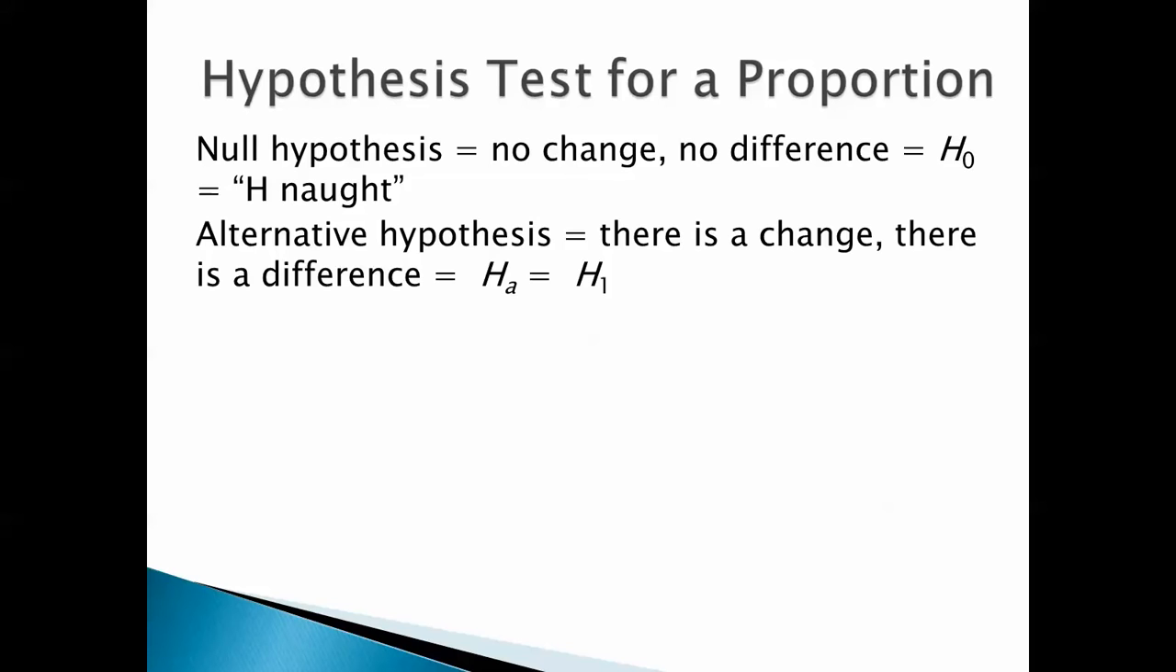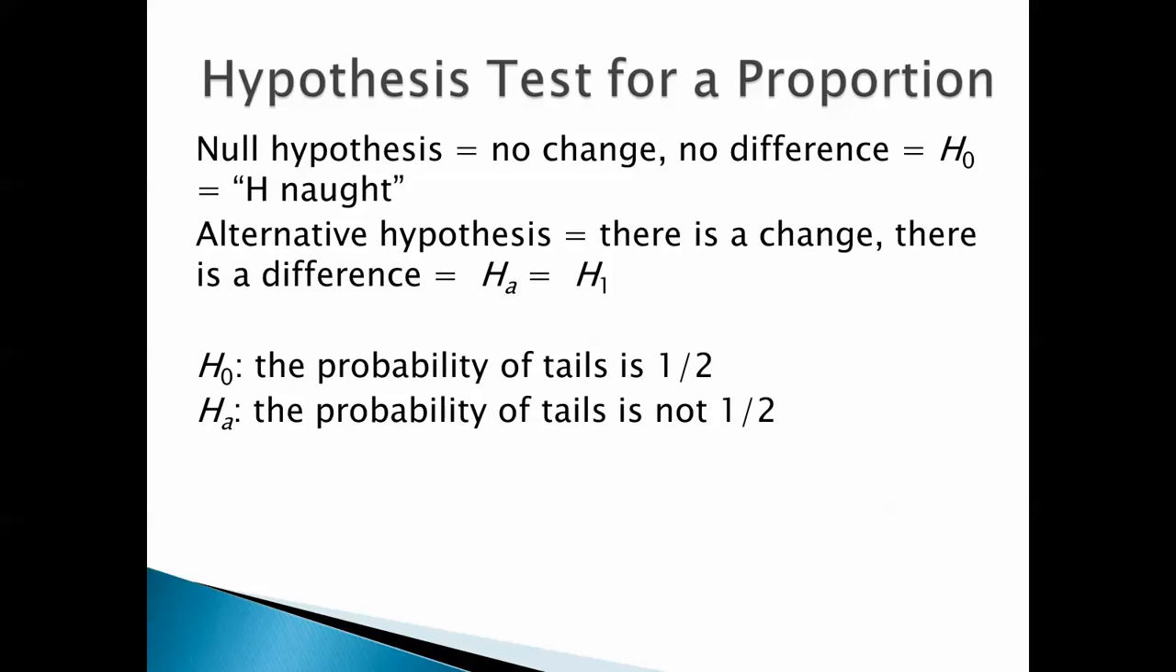The null hypothesis means there's no change, no difference. We represent that as H sub 0 or H naught. The alternative hypothesis means there is a change, there is a difference. We represent that by H sub a or H sub 1. In this case, the null hypothesis is that the probability of tails is a half, and the alternative hypothesis would then be the probability of tails is not a half.